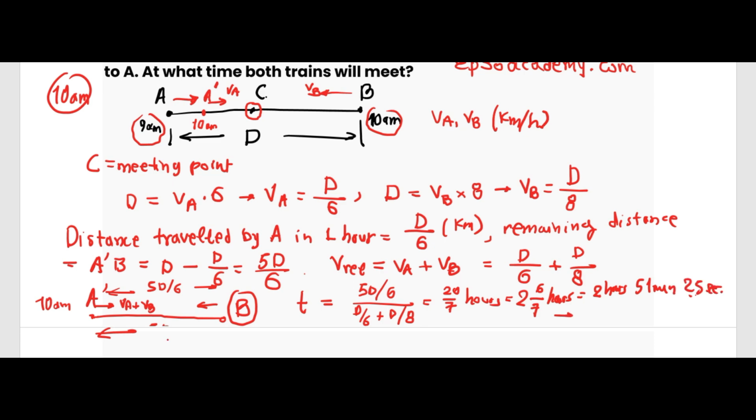So what time do they meet? Since the time after 10 a.m. it takes is 2 hours and 51 minutes, they meet at 12:51. It's PM now because it's after 12.